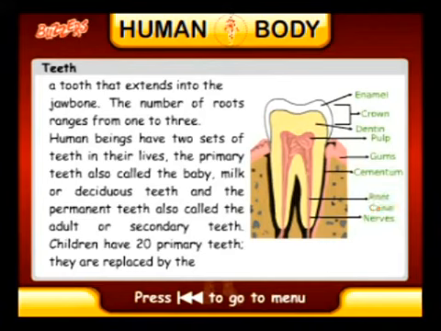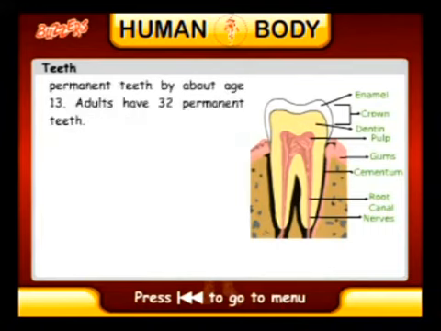Human beings have 2 sets of teeth in their lives. The primary teeth, also called the baby, milk, or deciduous teeth, and the permanent teeth, also called the adult or secondary teeth. Children have 20 primary teeth. They are replaced by the permanent teeth by about age 13. Adults have 32 permanent teeth.